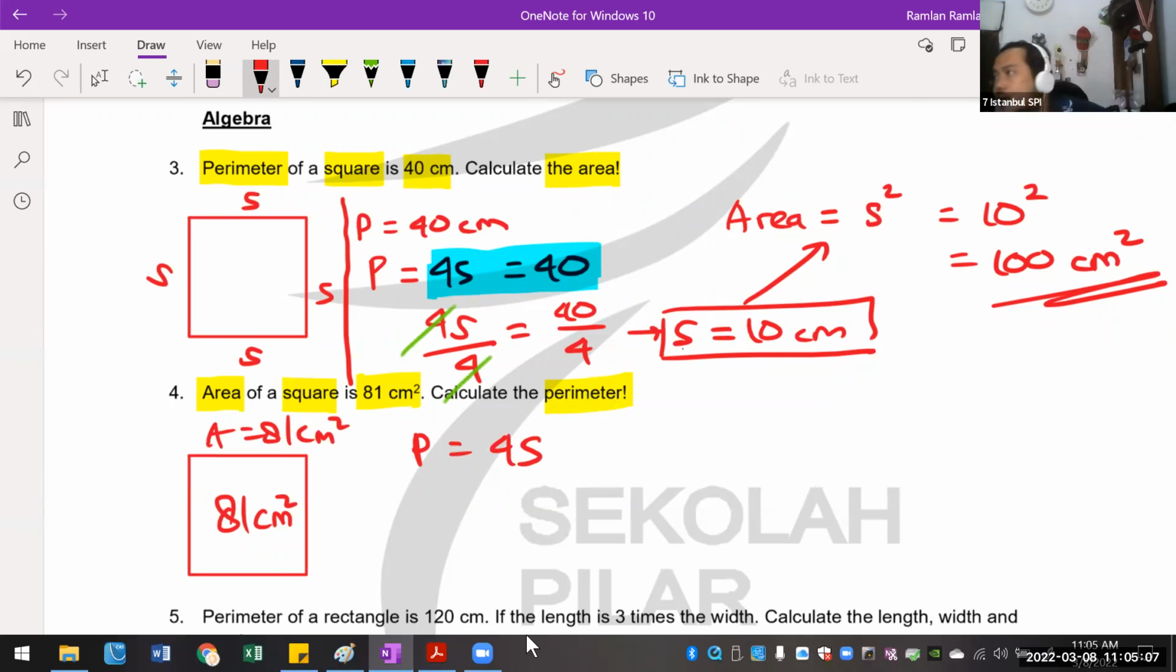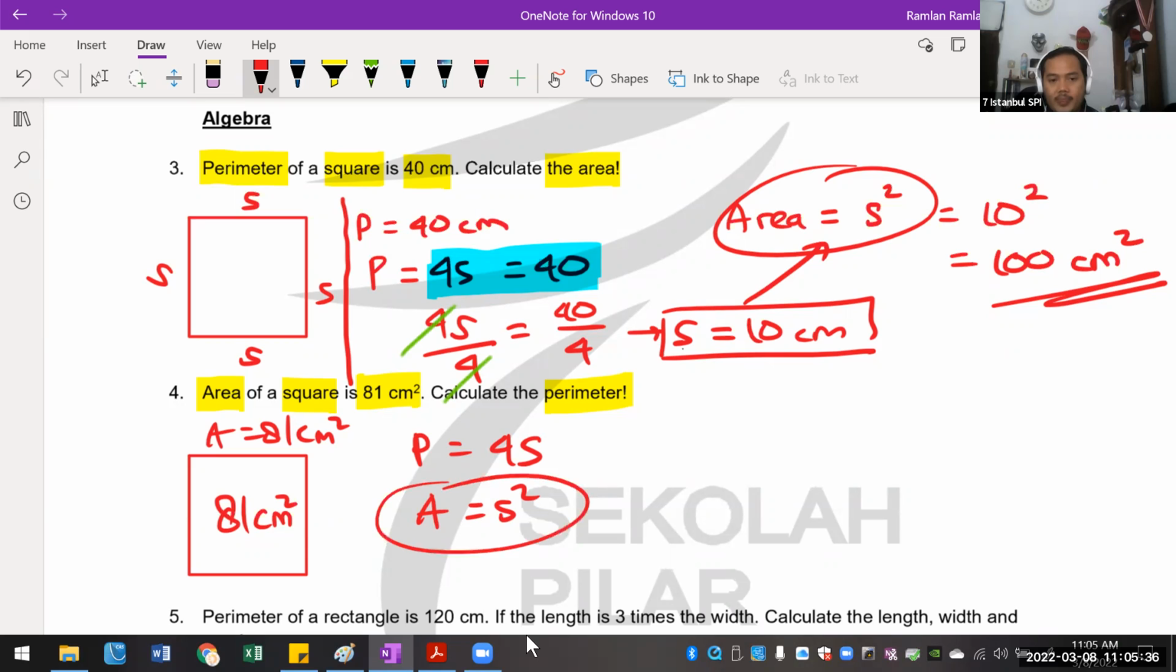Okay, I'm going to go now to Kenny. I have this formula over here. How do you think we can find the S? Can you help me, Kenny? How do we find S? I already have 81 as the area, and I already have the formula A equals S squared. So how do we find S?